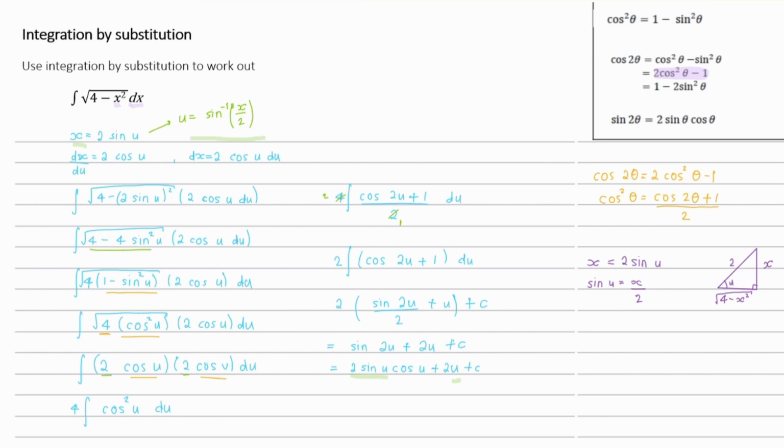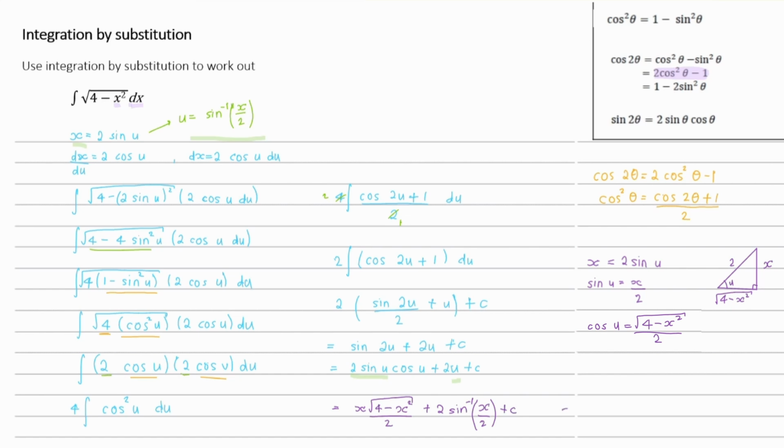Using this, we can now derive a value for cosine u, which will be the root of 4 minus x squared over 2. We can therefore replace our u's now with the original x's. So for 2 sine u, we can write that as x. For cosine u, we can put the root of 4 minus x squared over 2. And for u, we can put the sine inverse of x over 2 plus c.